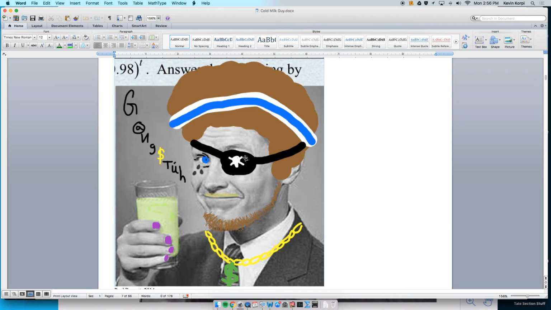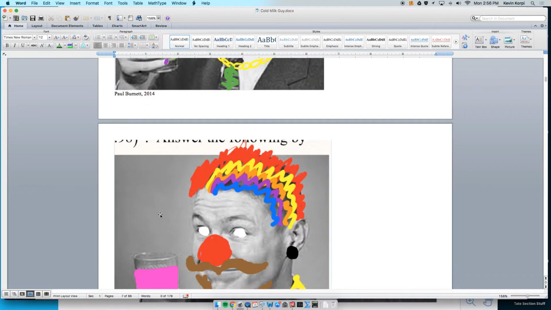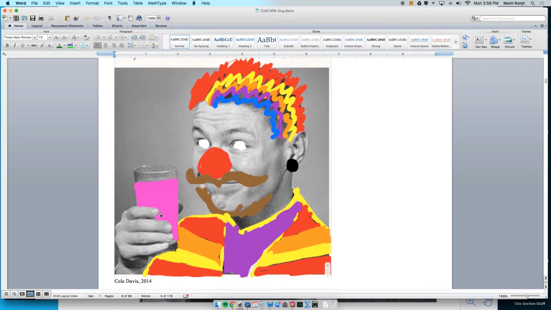Look at that. That looks kind of like Will Ferrell in that movie, but with some milk, some green milk. I don't know where you get green milk from. Pistachio? I don't know. This was Cole Davis. He was a tennis player. Not much of an artist. But I think this is the one that kind of started the whole creepy clown thing.